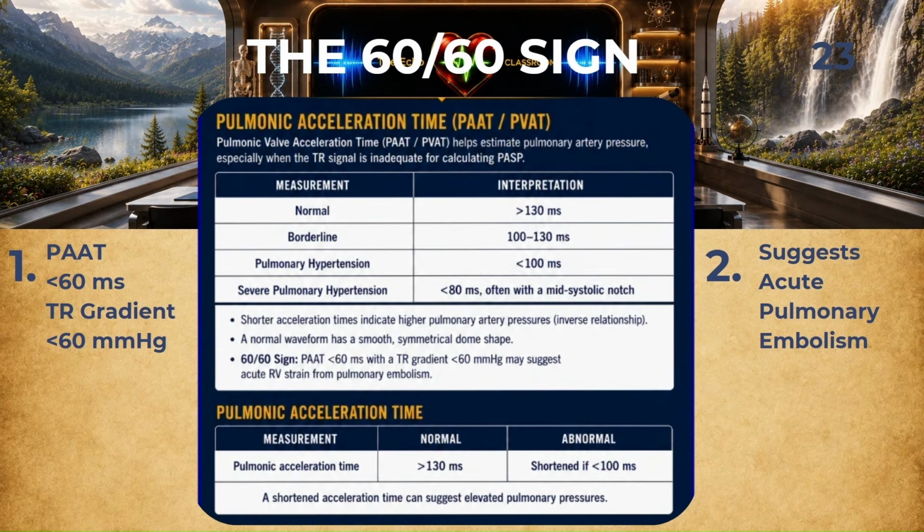I need you to remember this. The 60-60 sign is not diagnostic of pulmonary embolism. It is simply one clue among many. Always integrate this finding with the rest of the examination. Ask yourself, is the RV enlarged? Is there septal flattening? Is there evidence of RV dysfunction? Is the PAAT shortened? And is there mid-systolic notching?